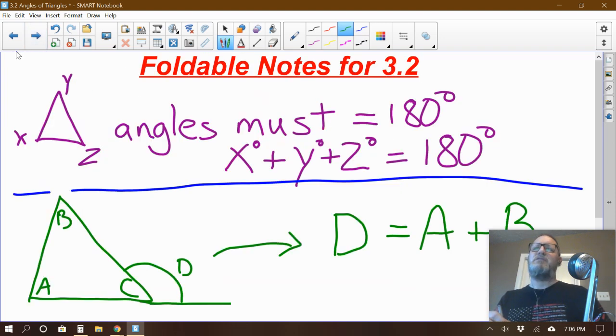Do I have anything else? Oh, sort of a summary. So once again, x, y, and z here, the angles inside a triangle must add up to 180. The other thing we did is the external angle. Our exterior angle here, in this case I called it D, must be equal to the sum of the non-adjacent angles. We're going to add these. So in this case, D equals A plus B.